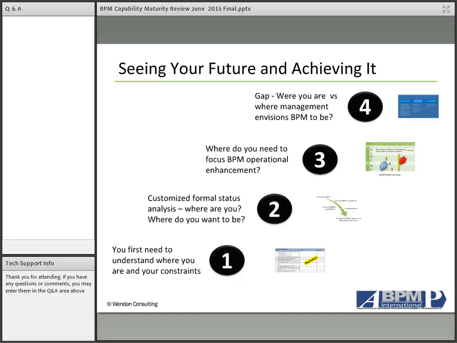So Dan has done a nice job of laying the foundation of where we are within our community, where the relative BPM, BPMS value is being perceived within organizations today. And certainly we've seen a lot of investment over the last 10 years, and this is a capability in organizations. And the research tells us that that's going to continue.